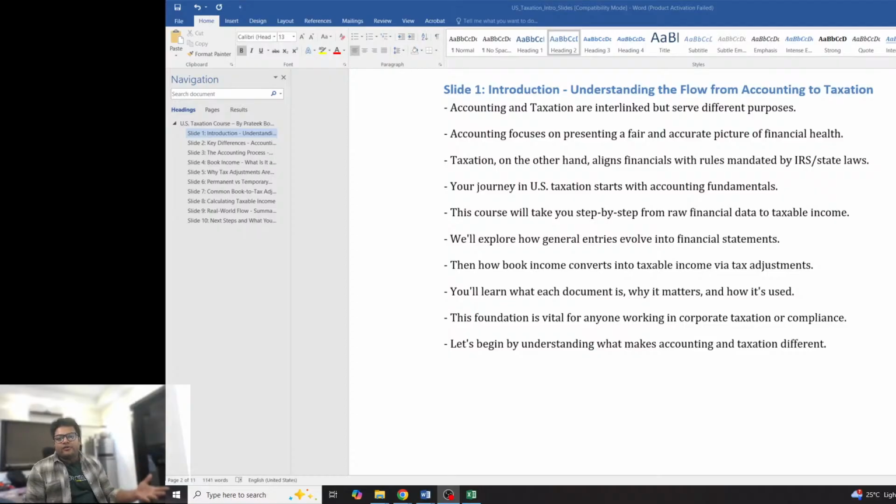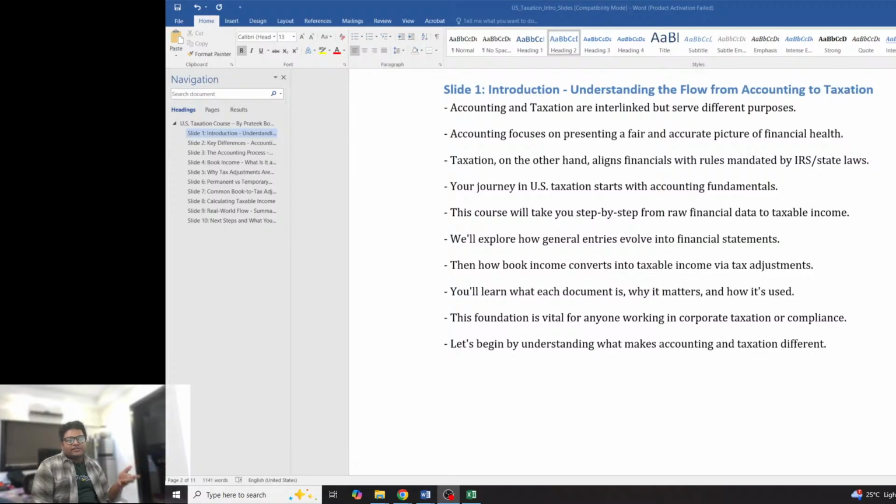And through that effort, all we are trying to achieve is how we get from the accounting income, which is also called the book income, to the tax income, on which we file the income tax return and pay taxes on that taxable income. So that's one of the things we'd like to understand. Today it's just going to be an introduction to how the flow happens from accounting to taxation.